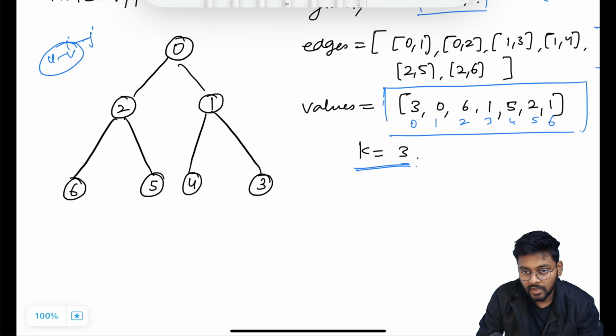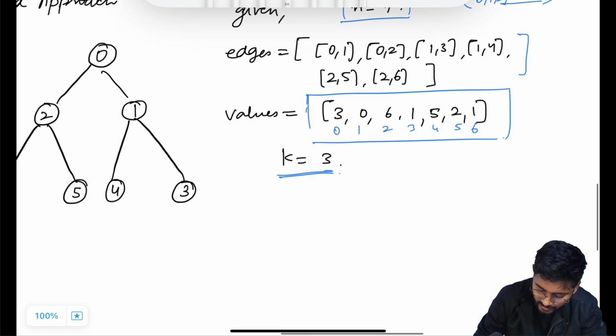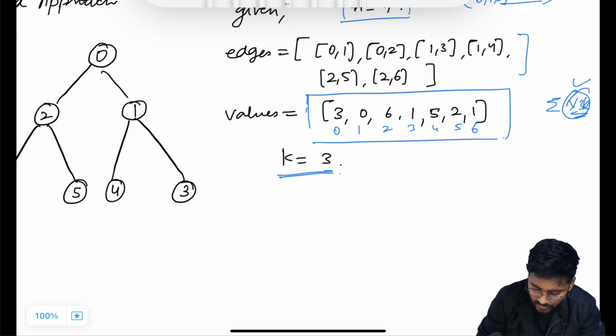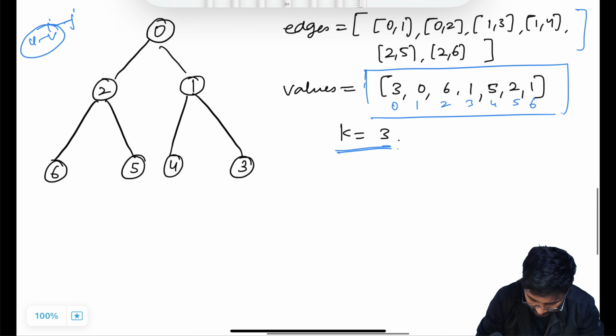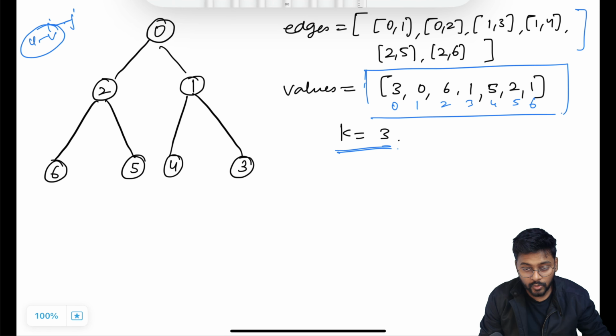First thing is that the whole tree is also a valid component. The sum of all the values is definitely divisible by k. K is 3 here, so it is definitely divisible by 3. Okay, that is one thing. And now what we have to do is split the tree in such a way that all the subcomponents are divisible by k.